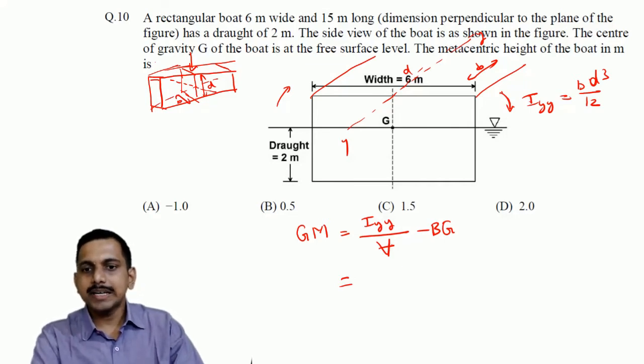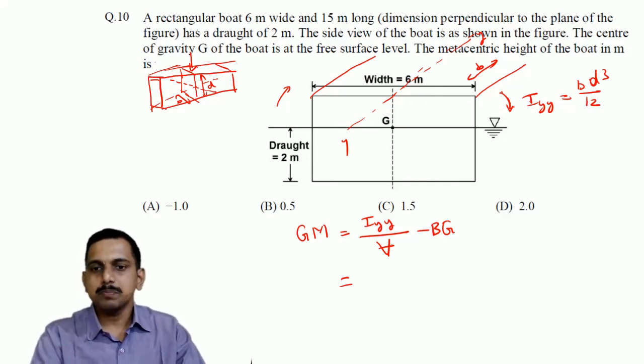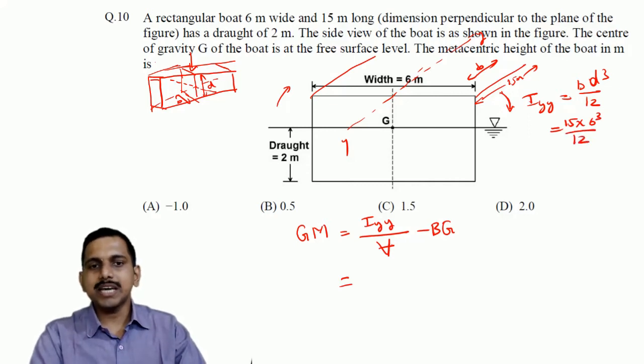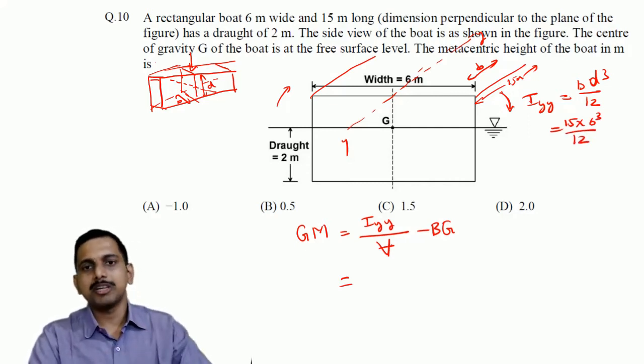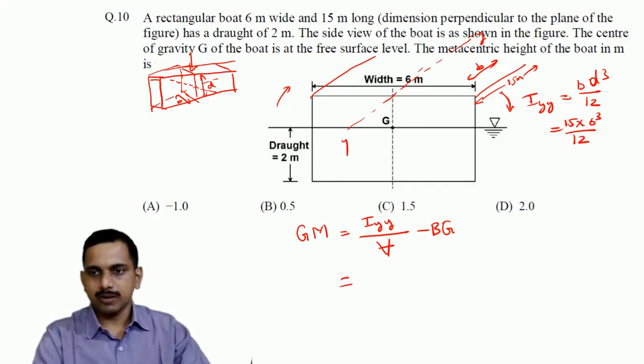Similarly here, along the axis is B, perpendicular to the axis is D. So perpendicular to this axis is 6 meter, and B is the 15 meter length which we take along the axis, correct? So this would be 15 into 6 cube by 12. The major catch is here only. The major catch is to find out the moment of inertia. Once we find out the moment of inertia, everything is done. So this particular thinking you have to understand. So 15 into 6 cube divided by 12.